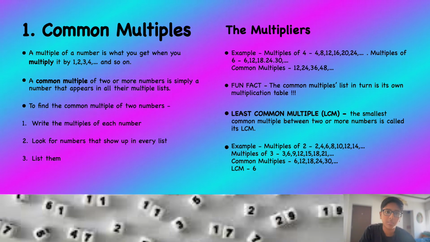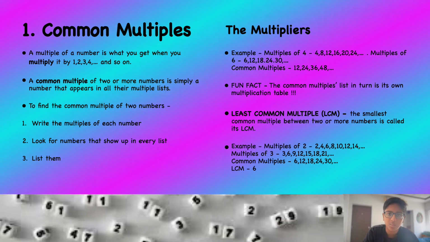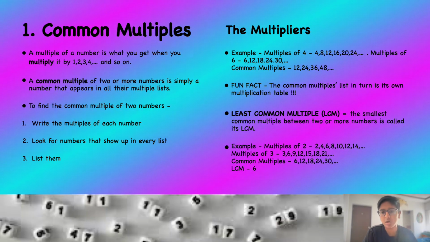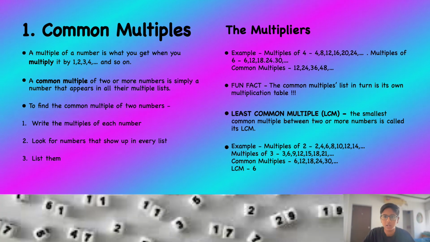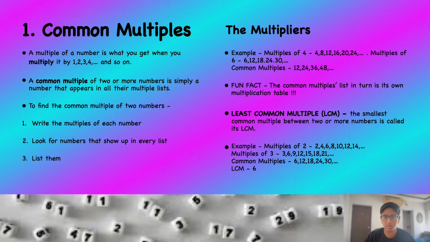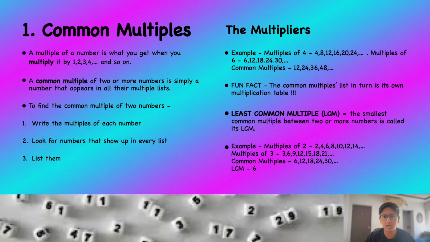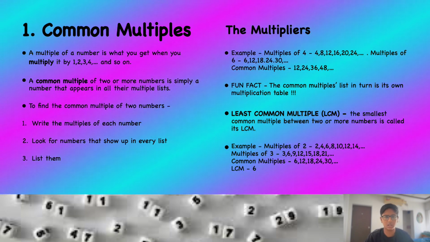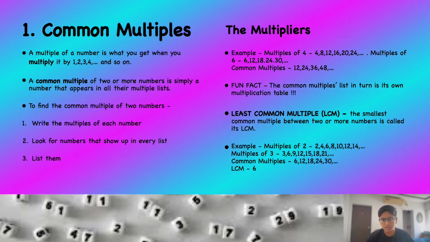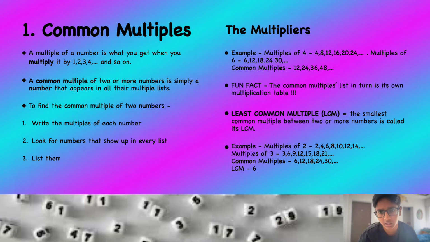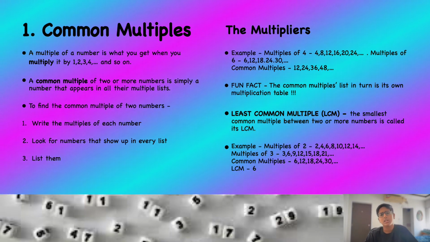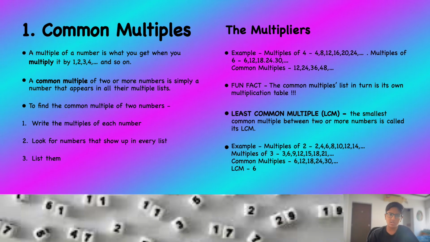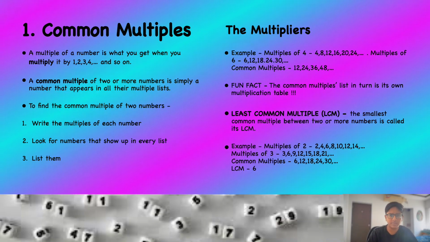One more important point we have to learn about common multiples is LCM, or least common multiple, which is the smallest common multiple between two or more numbers. For example, multiples of 2 are 2, 4, 6, 8, 10, 12, 14. For 3: 3, 6, 9, 12, 15, 18, 21. So the first common multiple is 6. So the LCM is 6.